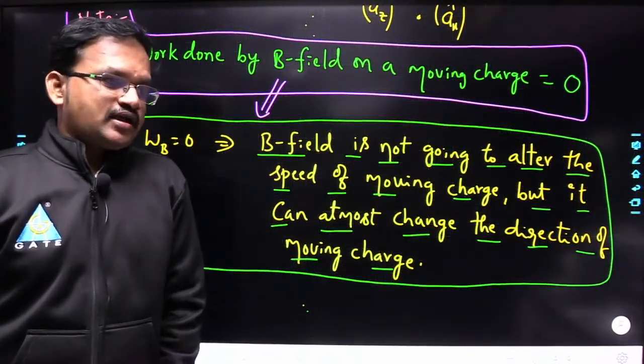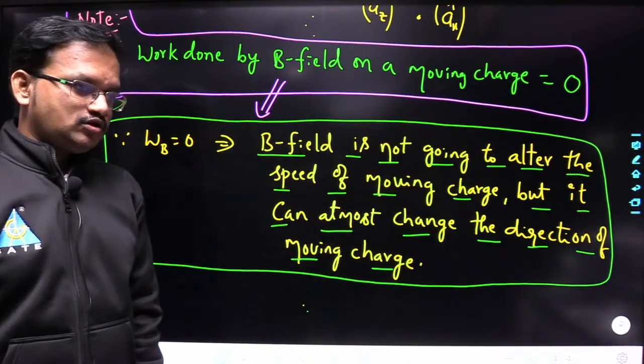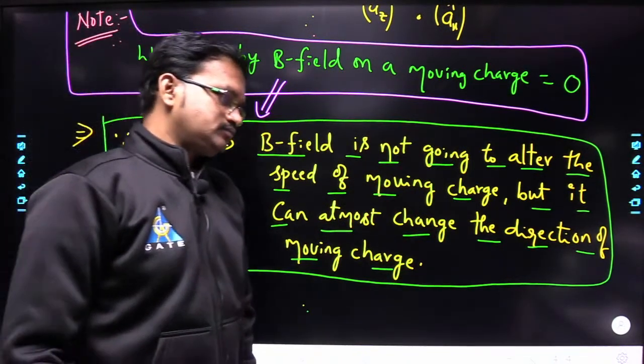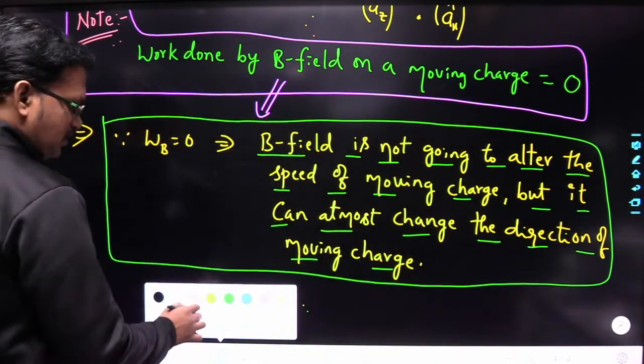Parasmoon, B field is not a conservative field. It is not a conservative field. We are going to study that here. Don't worry about that. Okay. Is this point clear?